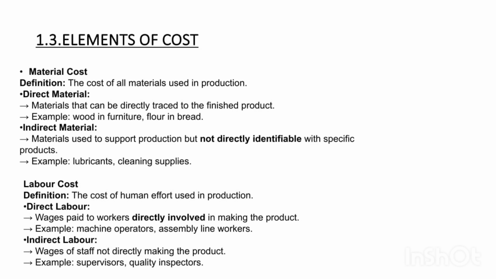Second one is indirect labor. Wages paid to people who support production but don't directly make the product. Example, supervisors, quality inspectors, maintenance staff, etc. Okay, I will give you a quick note. Think of direct labor as the hands-on workers and indirect labor as the behind-the-scenes helpers.